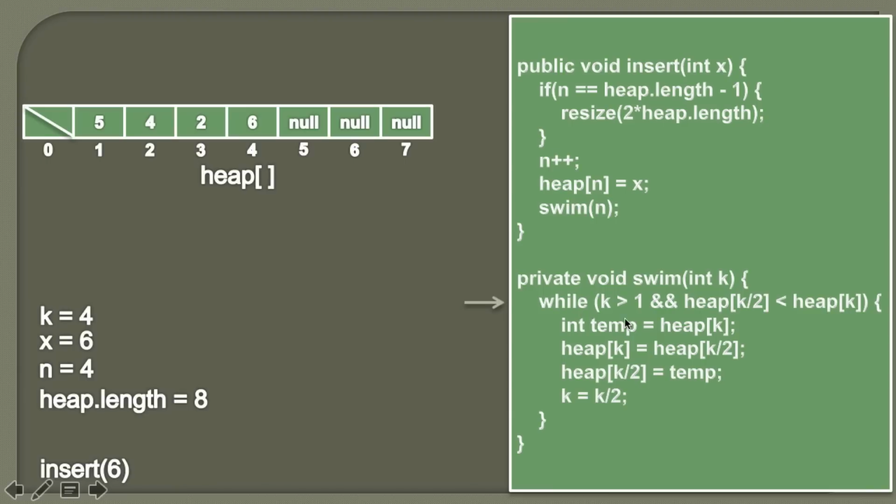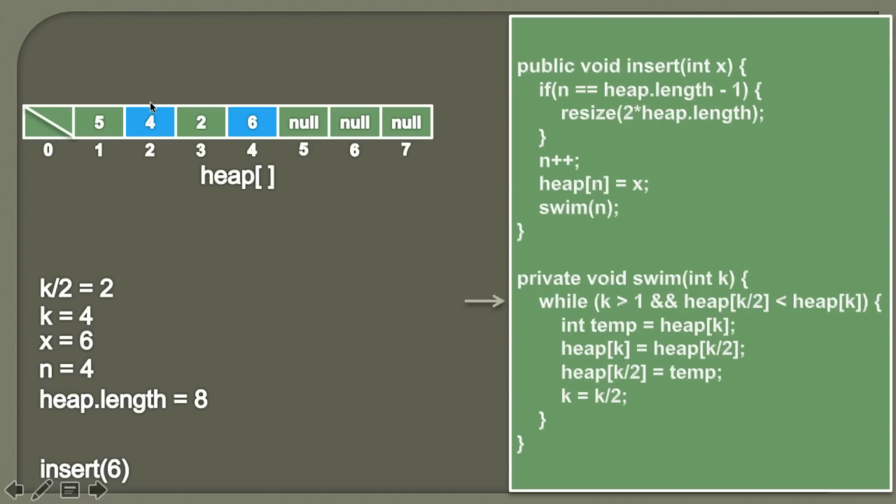Now here in the while block, k is greater than 1, which is true. And now we have to compare this newly inserted value with its parent, that whether it is satisfying the heap order property or not. So in order to know the parent of 6, we take its index, which is at 4, and we divide it by 2. So k by 2 becomes 2. So here the value at index 2, which is 4, is actually parent to value at index 4, which is 6.